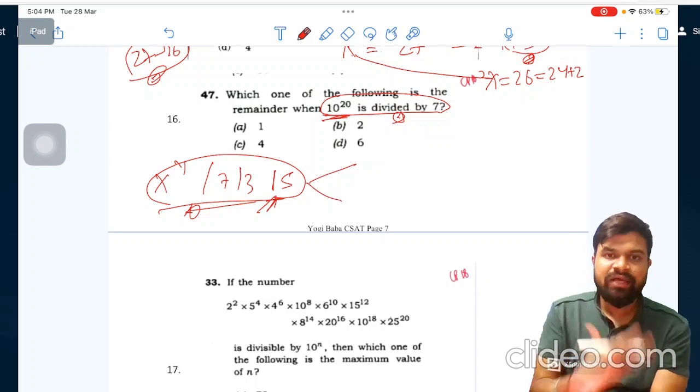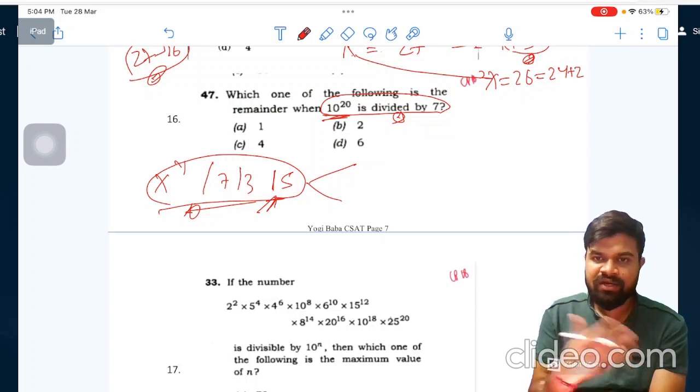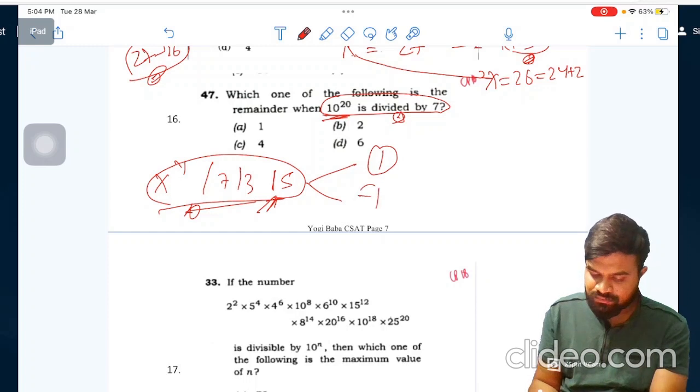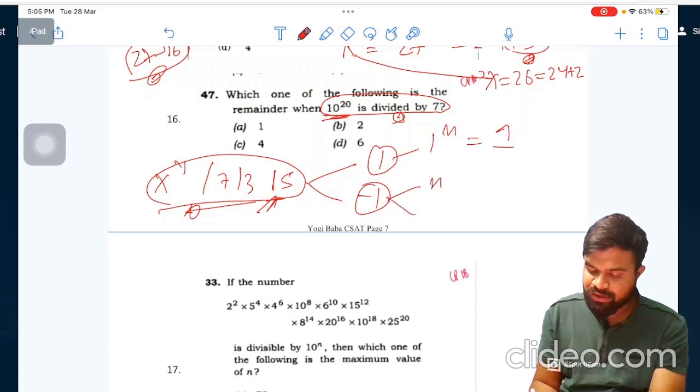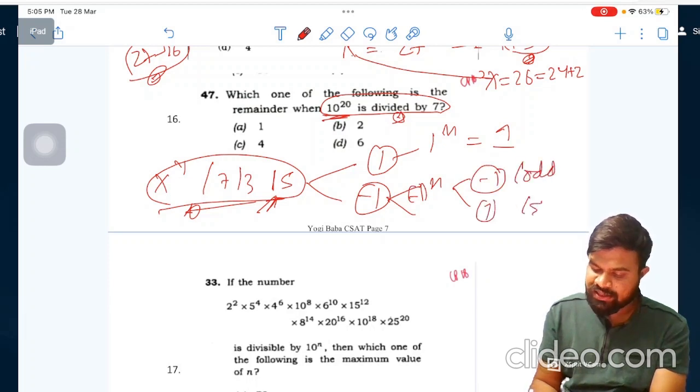You just need to raise x to some certain power that will give you remainder either 1 or minus 1. Why are we doing this? Because 1 to the power of n is always equal to 1, and minus 1 to the power of n is equal to either minus 1 if n is odd, or 1 if n is even, something like that.